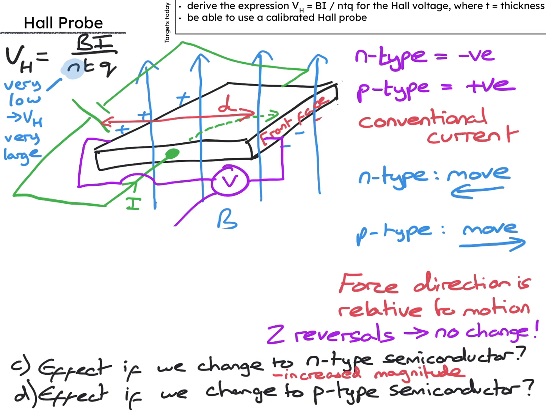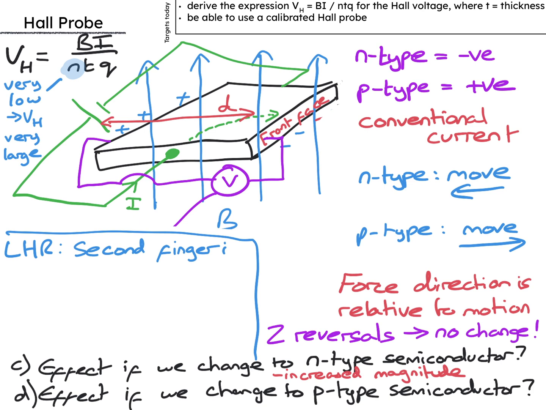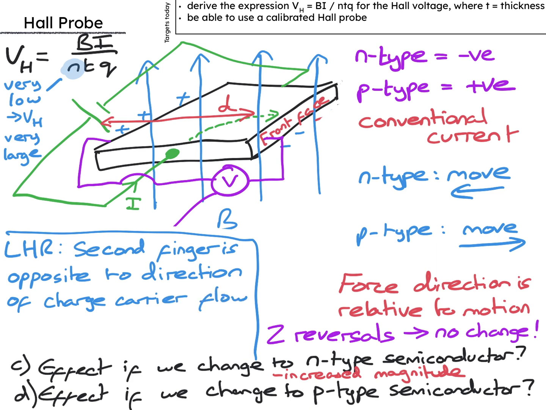Now at this point, a clarification on the left-hand rule might be useful. We like to summarize the second finger as being the direction of the conventional current. Now this is not quite correct. The second finger shows the direction opposite to the direction of the charge carrier flow. When the charge carrier is an electron, when it is negatively charged, then the second finger happens to match conventional current.